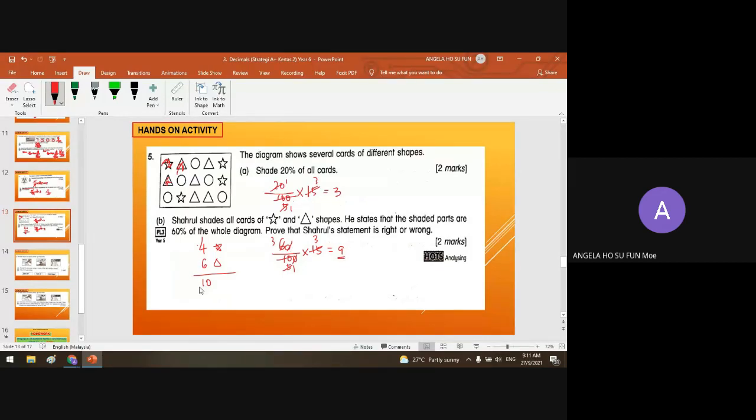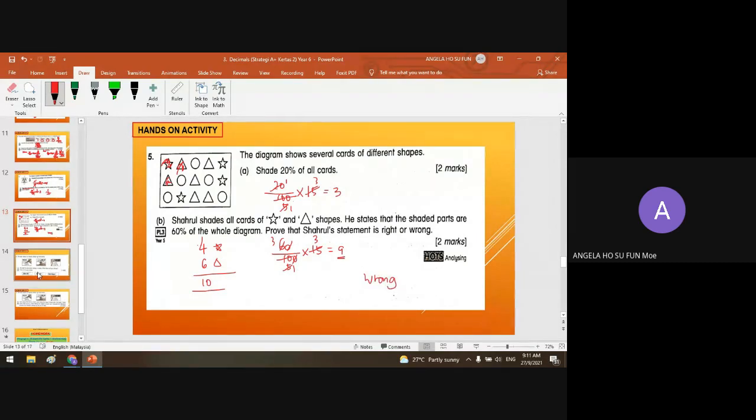But just now you have already counted. The stars and the triangles altogether is 10. So is the statement right or wrong? Wrong. So the answer is wrong.